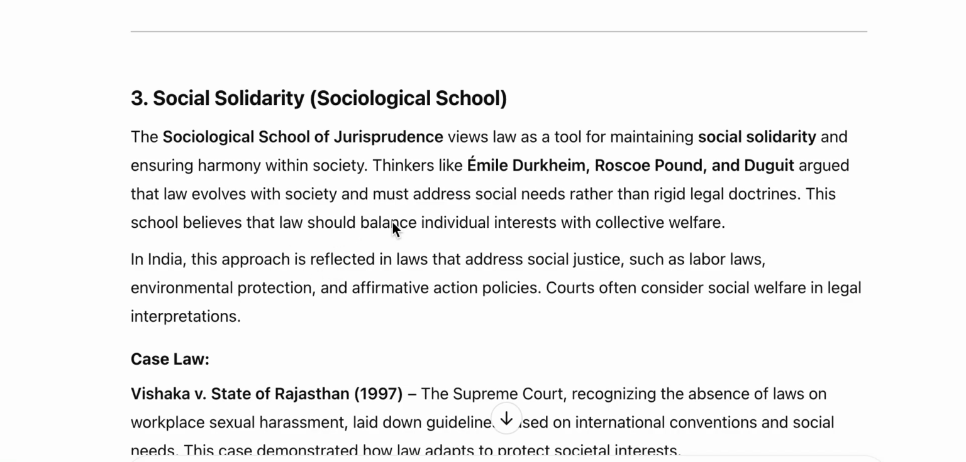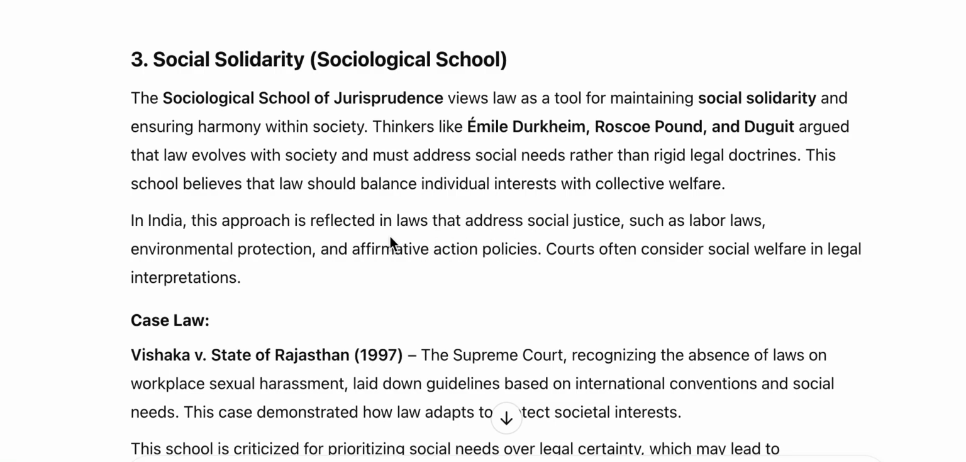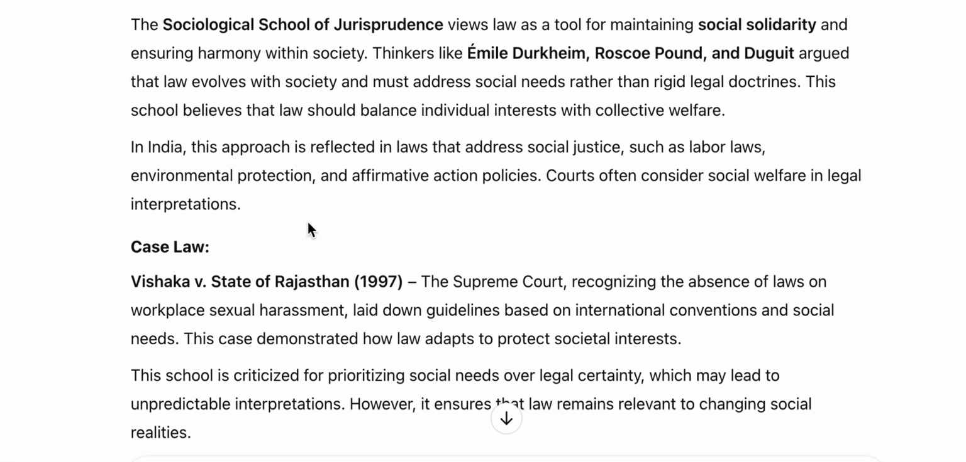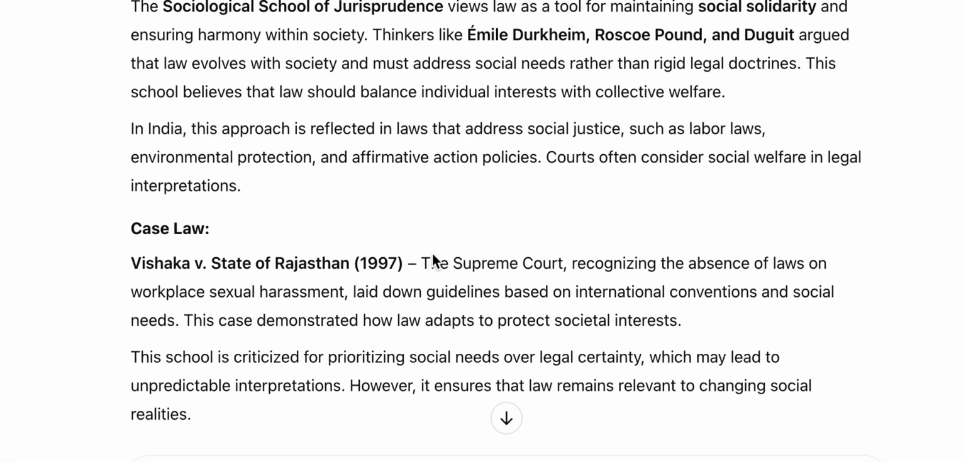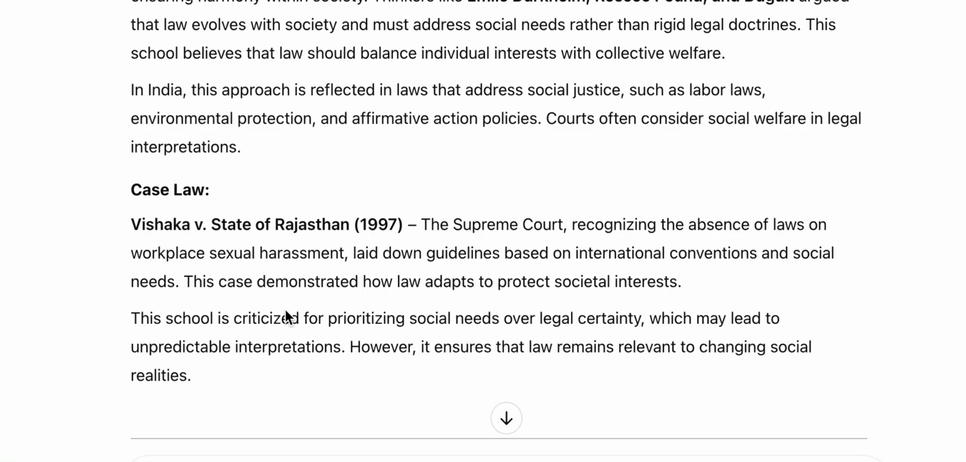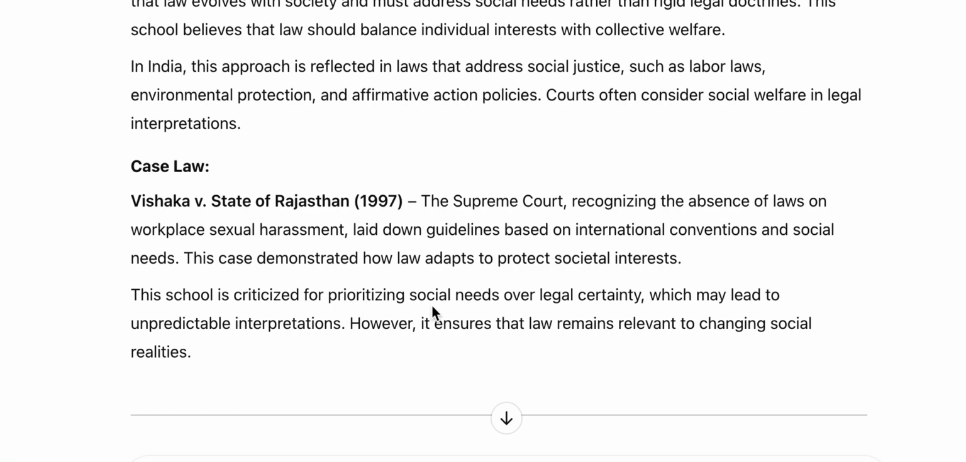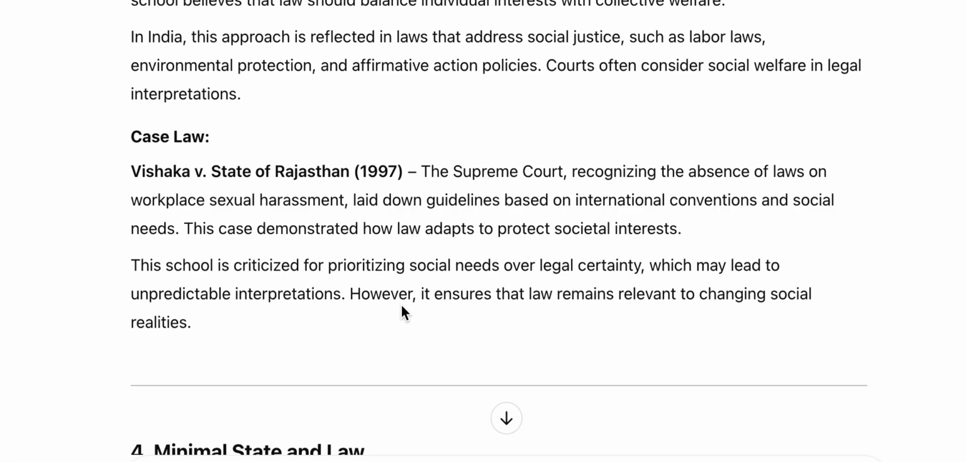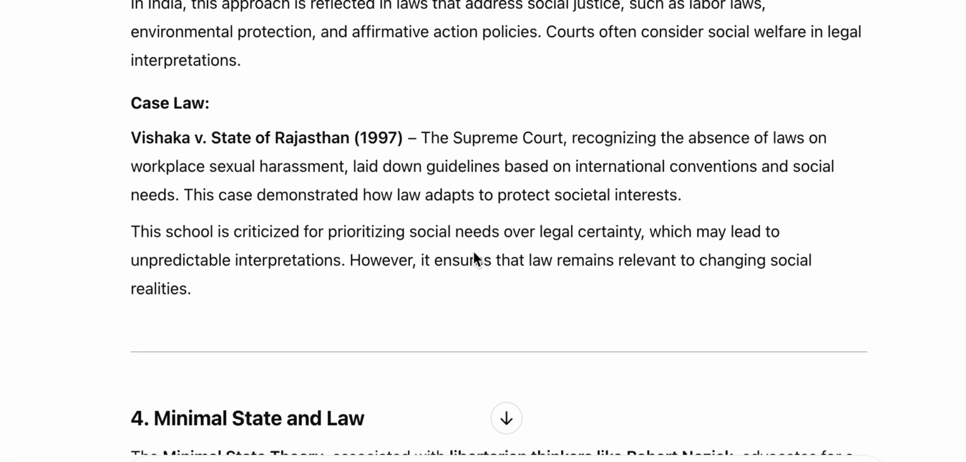In India, this approach is reflected in laws that address social justice, such as labor laws, environmental protection, and affirmative action policies. Courts often consider social welfare in legal interpretation. For example, in Vishaka versus State of Rajasthan, the Supreme Court recognized the absence of laws on workplace sexual harassment, which led to laying down guidelines based on international conventions and social needs. This case demonstrated how law adapts to protect societal interests. The school is criticized for prioritizing social needs over legal certainty, which may lead to unpredictable interpretation. However, it ensures that law remains relevant to changing social realities.